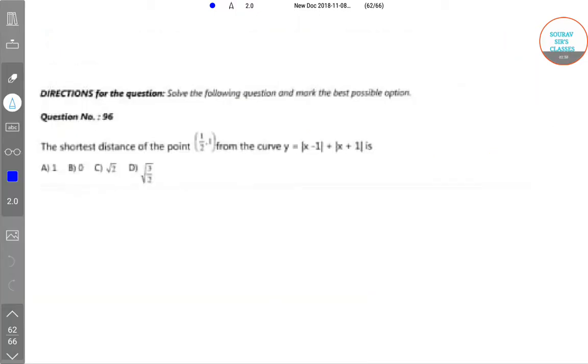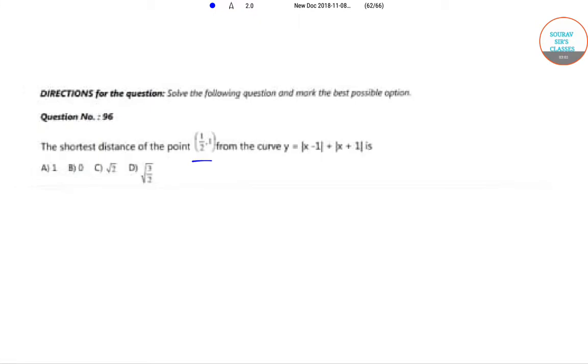The next question is, the shortest distance of the point (half, 1) from the curve y is equal to mod x minus 1 plus mod x plus 1 is. So let us draw the curve.